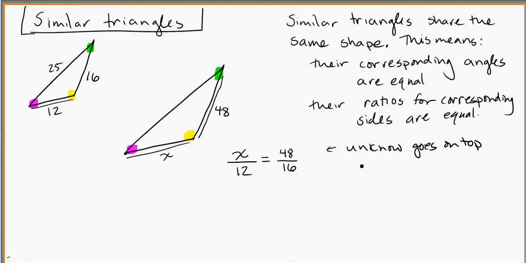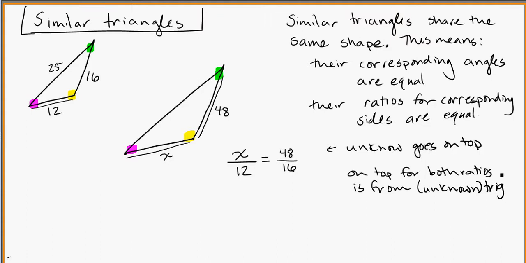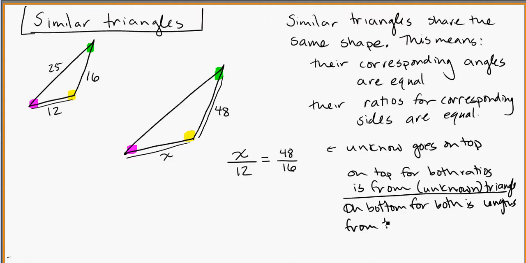The other thing to keep in mind is that on top for both ratios is from the unknown triangle, in this case the bigger one, and on bottom for both is numbers or side lengths from the known triangle.